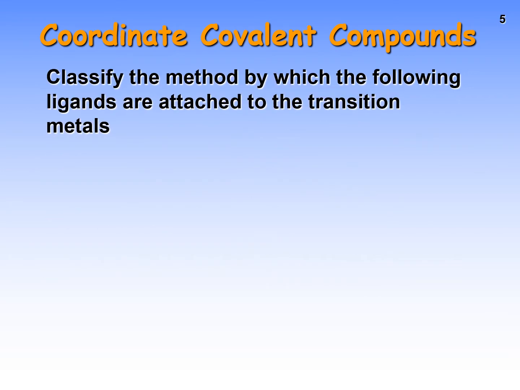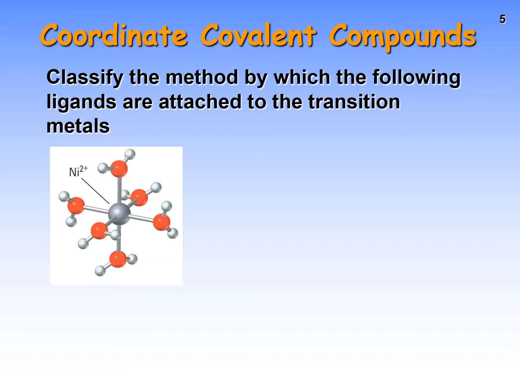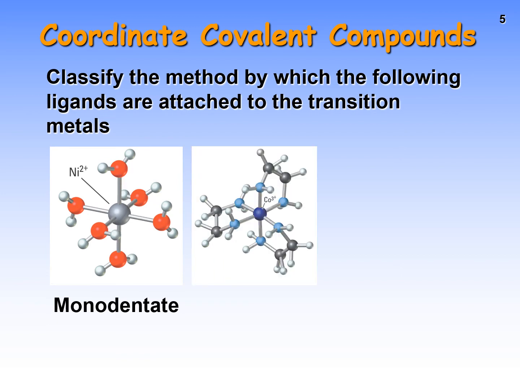So let's classify the method by which the following ligands are attached to the transition metals. If we look at these, we can see that each one of these is attached via 1 bond. These are monodentate ligands. Let's look at something else. It's a little bit harder to see.